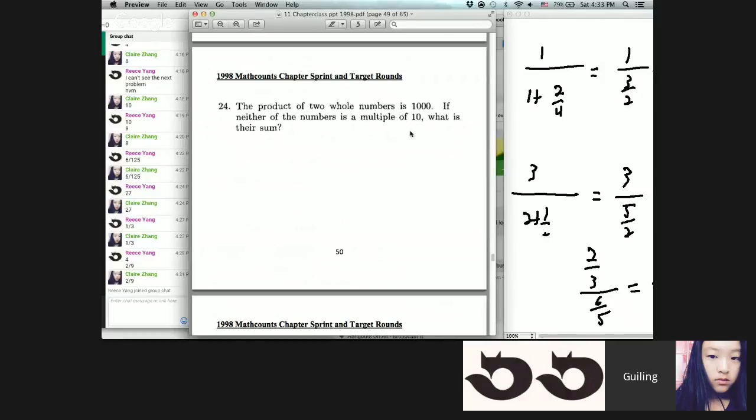The product of two whole numbers is 1,000. If neither of the numbers is a multiple of 10, what is their sum?